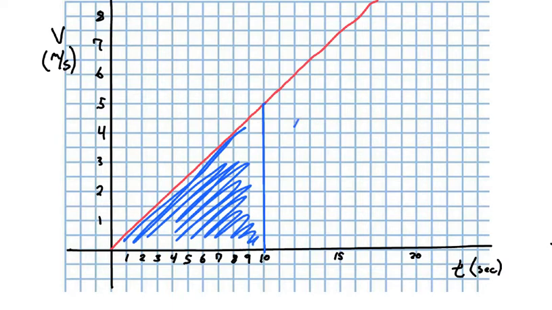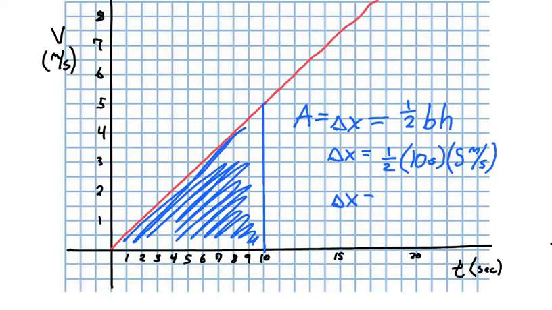Okay, and so my area on this one then, which I know now is equal to my displacement, is going to be equal to, well, the area of a triangle. And the equation for that is 1/2 times base times height. So my displacement for the first 10 seconds here is going to be 1/2 times the base. So that'll be the bottom of the triangle, we'll say. So that's 10 seconds, times the height, and that is 5 meters per second.